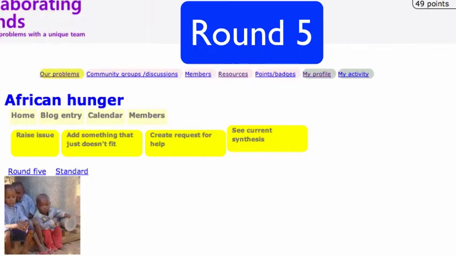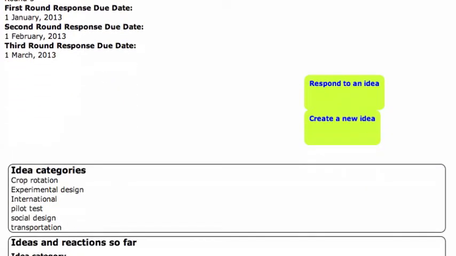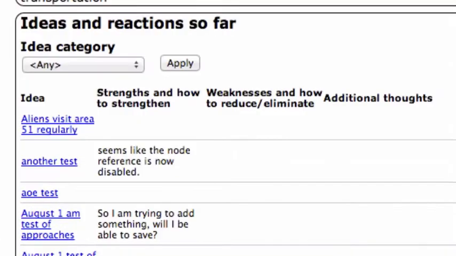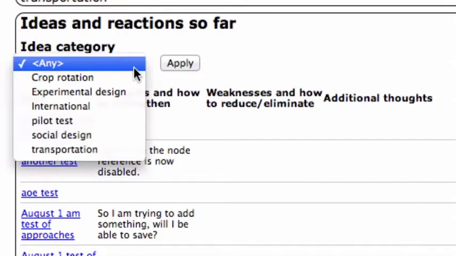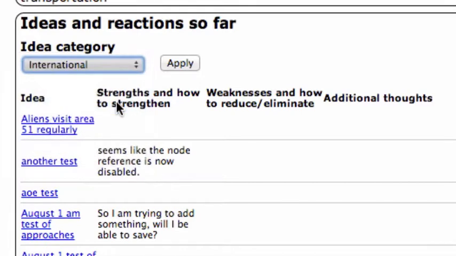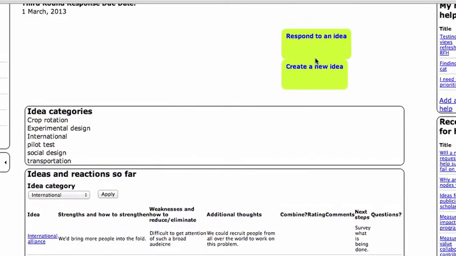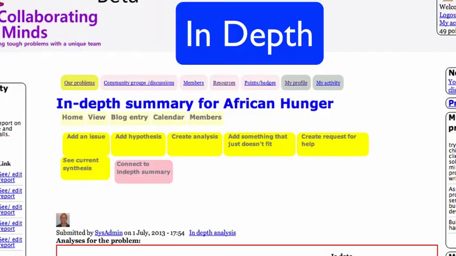In the 5th round, the number of ideas being considered has been reduced by taking into account the comments that have been made about the strengths and weaknesses of ideas and the ratings that were offered in the previous round. In this round, the members still participating would select ideas from some of the categories to take a look at. For each of the ideas, they could take a look at them, they could learn more about them, and then they have the same options of responding to an idea or creating a new idea as in the previous round.